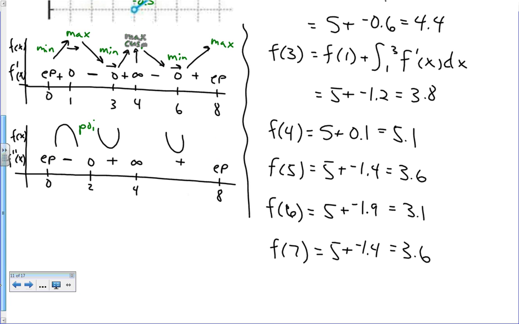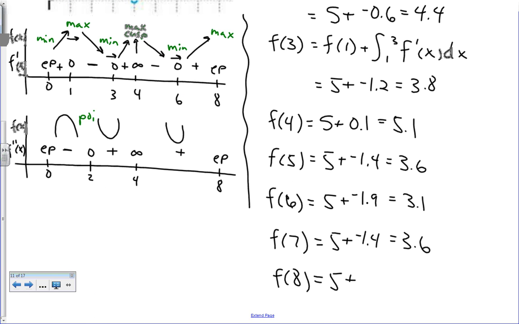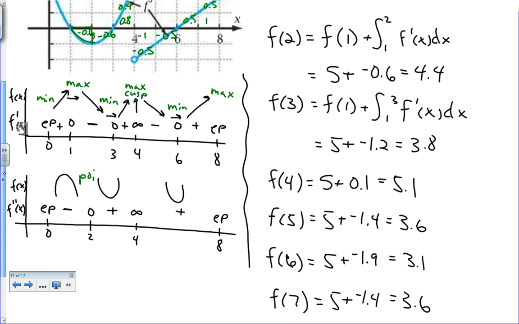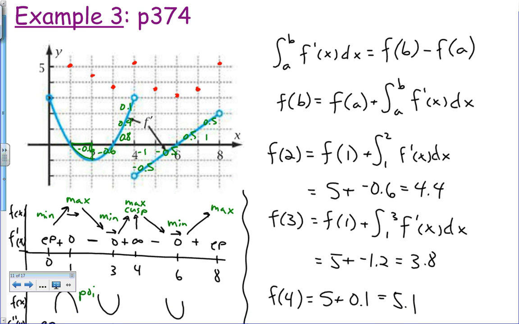And finally at 8, f of 8 is equal to 5 plus the integral from 1 to 8, which we've already calculated the integral from 1 to 7. We just got to add on the integral from 7 to 8. So this looks like this is a positive 1 and a positive 1.5. So we add on 1.5 onto the negative 1.4 that we had. We get a positive 0.1 to get 5.1 is where we end up with. So we will plot that point at 5.1. And actually we can go back and find out what f of 0 is equal to.